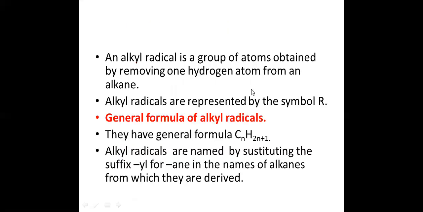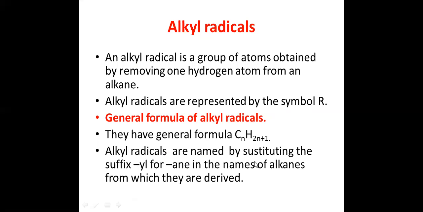And what is an alkyl radical? An alkyl radical is a group of atoms obtained by removing one hydrogen atom from an alkane. Alkyl radicals are represented by capital R, and the general formula for alkyl radicals is CnH2n+1. Alkyl radicals are named by substituting the suffix -yl for -ane in the names of alkanes. Suppose I have butane: when one of the hydrogens of butane is removed, it is converted into an alkyl radical, which is called butyl.